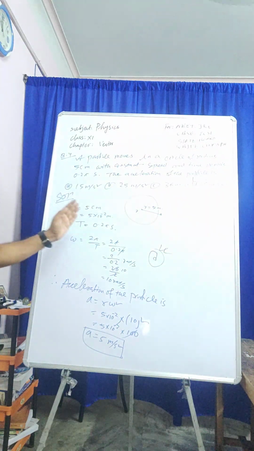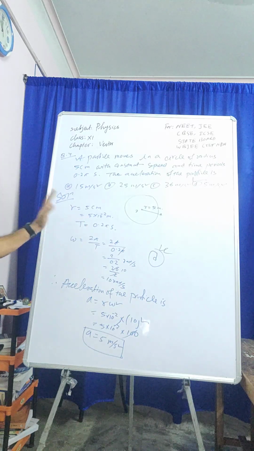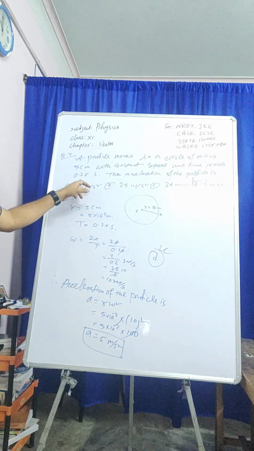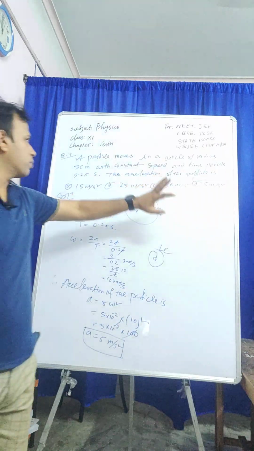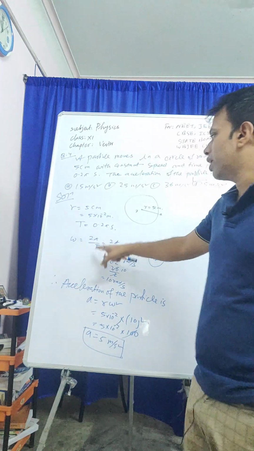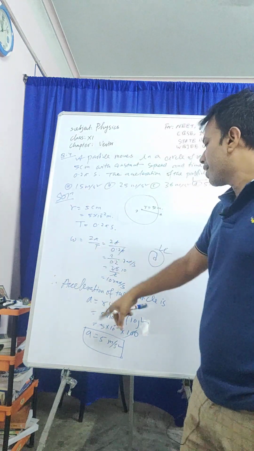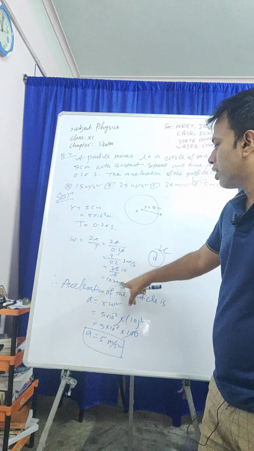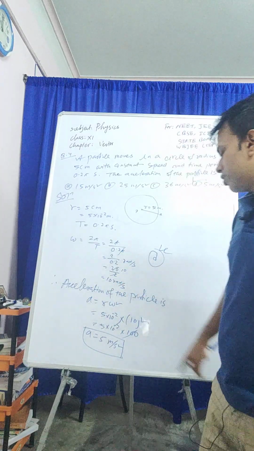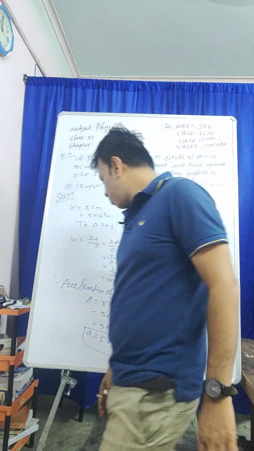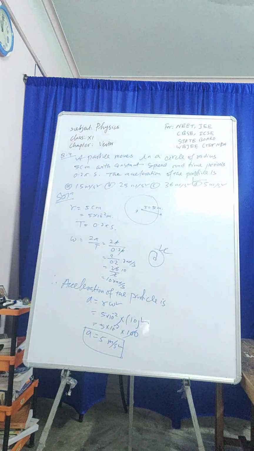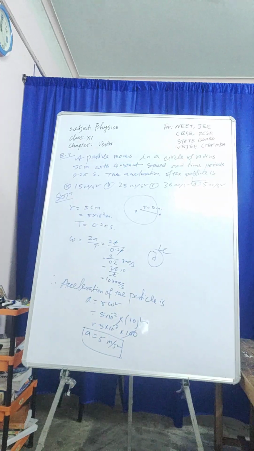A particle moves in a circle of radius 5 cm with constant speed, and the time period is 0.2 pi second. The acceleration of the particle is what we have to find out. Here r is given, T is given, and we have to find omega, since acceleration a equal to r omega square. Omega is 10 radian per second. After putting this value, a became 5 meter per second square. So this is the correct answer.